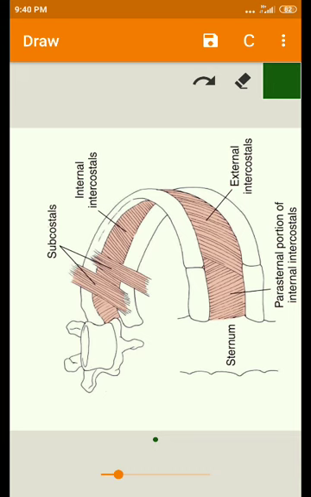Dear students, welcome back. In the previous session we have seen the diaphragm, which is an important muscle in primary ventilation, and now the next important muscles in primary ventilation are the intercostal muscles. So what do intercostal muscles mean? The muscles present in between the costae, that means in between the ribs, are called intercostal muscles.